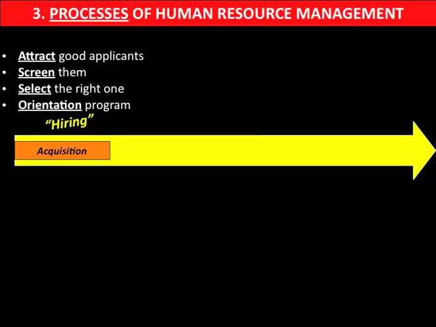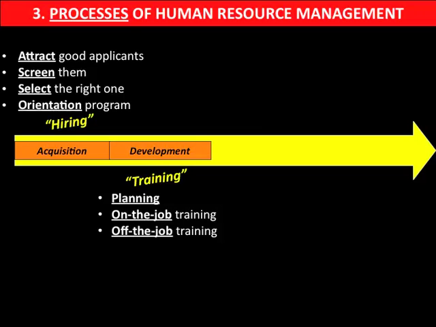The next step in the human resource process is development, and this is also called training. So this is things like planning the training and then working out what kind of mix of on-the-job training and off-the-job training we're going to do as a business. The third step is maintenance.